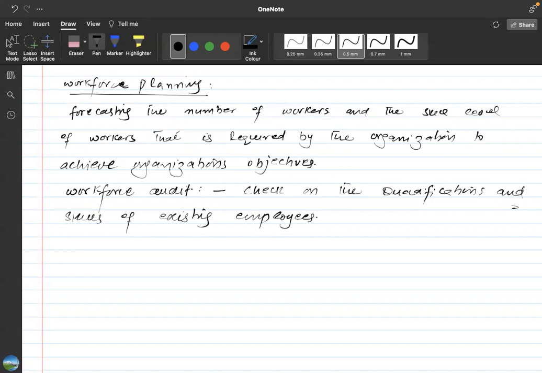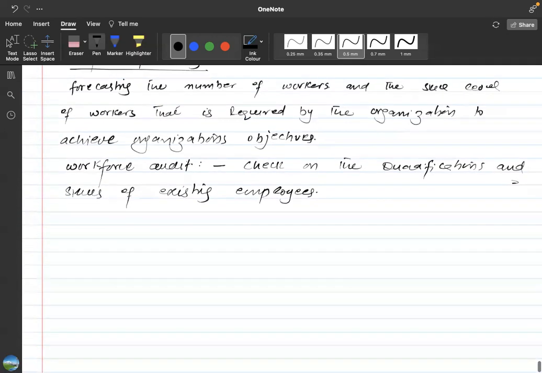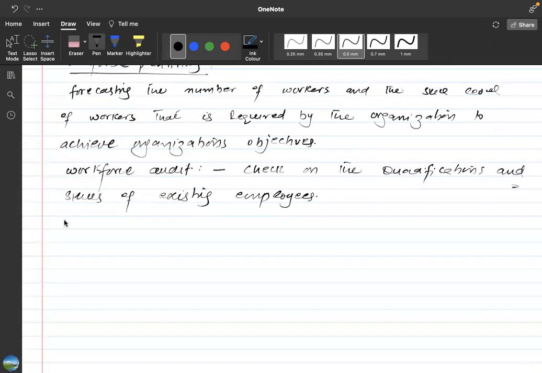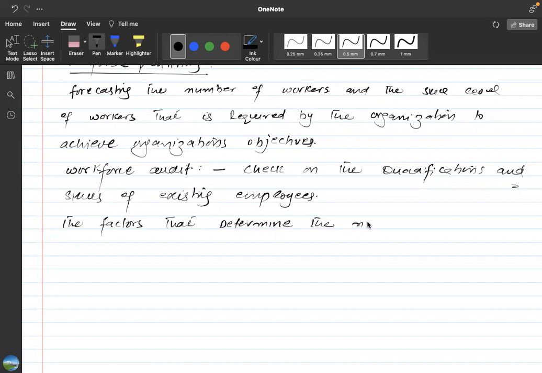Now, from where do you come to know how many workers are required by the organization, and from where do you come to know what the skill level of workers required will be? First, let's check from where you come to know the number of employees required. The factors that determine the number of workers required.